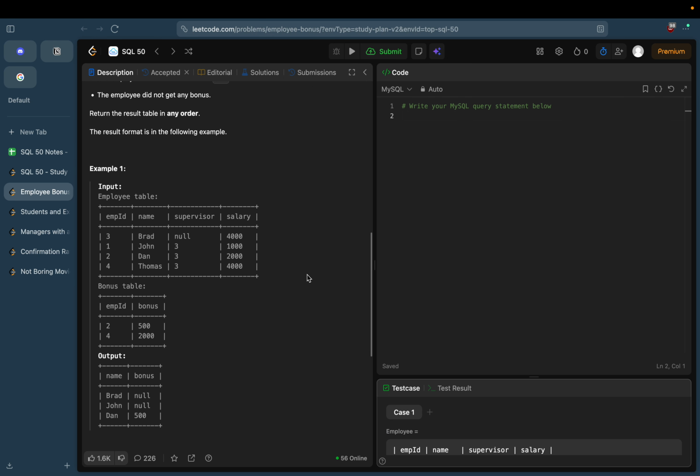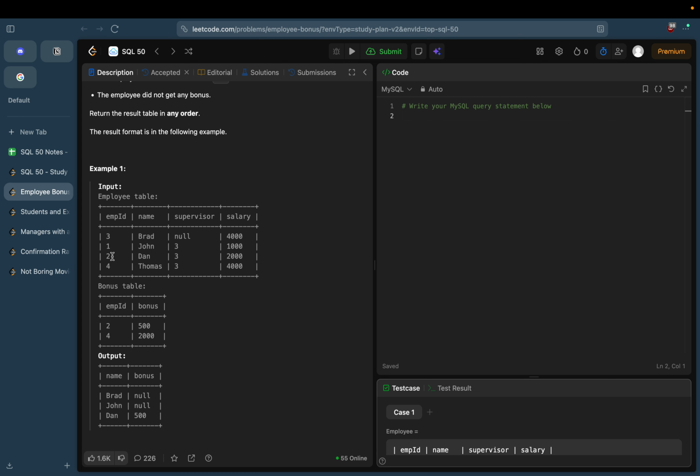Let me look at the example just to quickly see. These are our 4 employees. We have their names, ID, supervisor, salary. I don't think supervisor and salary are used in this problem statement, but yes, the bonus table has employee ID and bonus. We got the output names as Brad with a null because Brad had an employee ID of 3 and there is no bonus for employee ID 3, hence Brad got populated with a null. Then John had an employee ID of 1, again it is absent in the bonus table, bonus got populated with a null. And finally we have Dan.